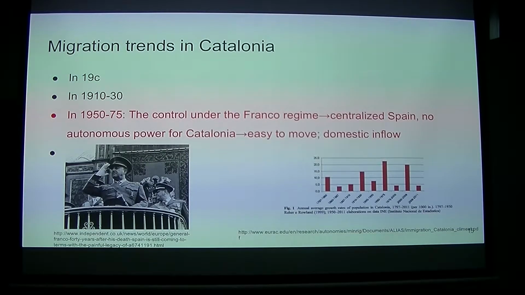The next is the period under the control of Franco. Franco was a dictator, and the government was very centralized. As I said, the autonomous communities were first made in 1978, after the end of the Franco regime. So during the Franco period they didn't have any autonomous power. It was very centralized, so it was easy for people to move for manufacturing, and people came to Catalonia.